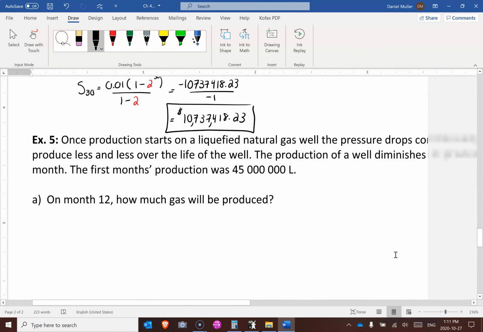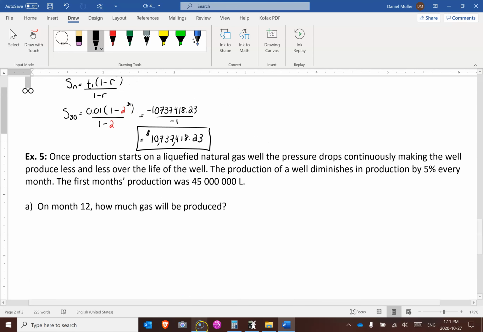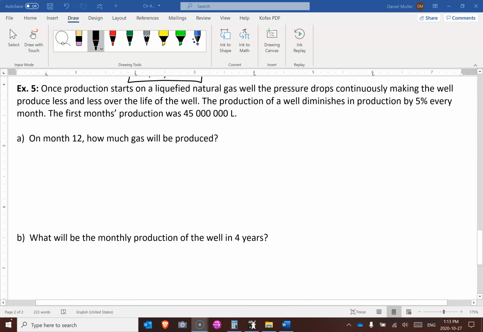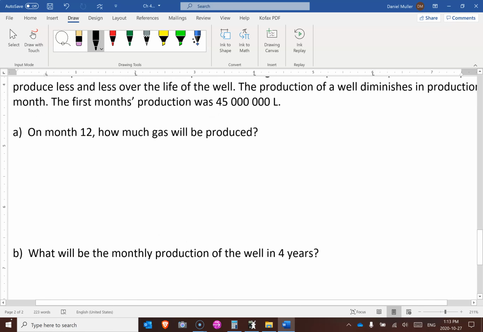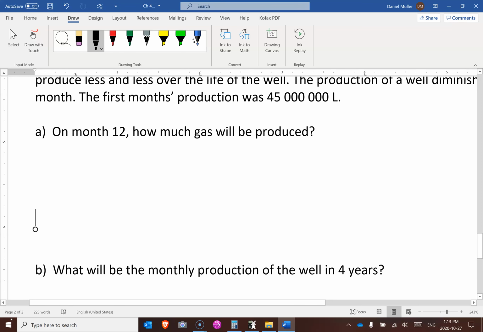I'll zoom out so we can read it. Once production starts on a liquefied natural gas well, the pressure drops continuously, making the well produce less and less over the life of the well. So we got a well and it's producing less and less. The production of the well diminishes by 5% every month. The first month's production was 45 million. So on month 12, how much gas will be produced?